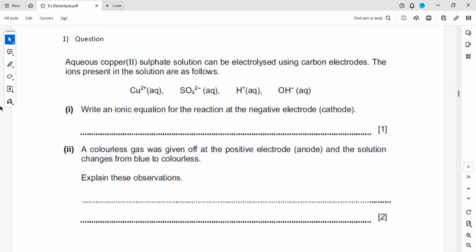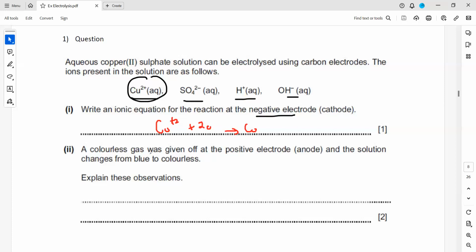So we did the first few questions from this exercise, but as a continuation, I will solve them again. So we have aqueous copper 2 sulfate. The ions which are present are copper ion, sulfate ion, hydrogen ion, and hydroxide ion. Write an ionic equation for the negative electrode or cathode. So which ion will move? The less reactive ion will move. So which is less reactive? Copper is less reactive. And when copper moves, what is the equation? The copper ions will take 2 electrons and form a copper atom.